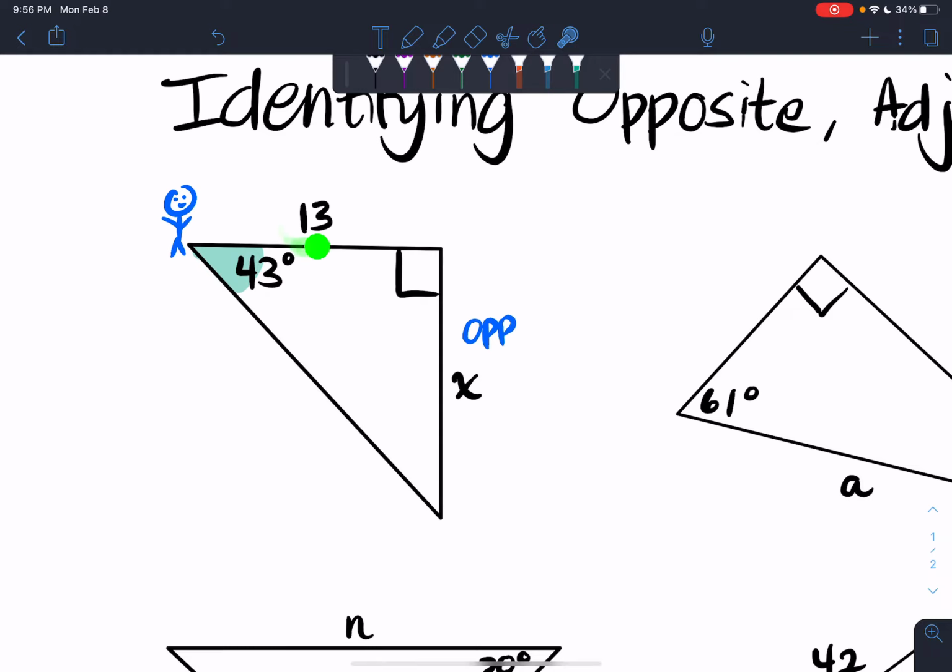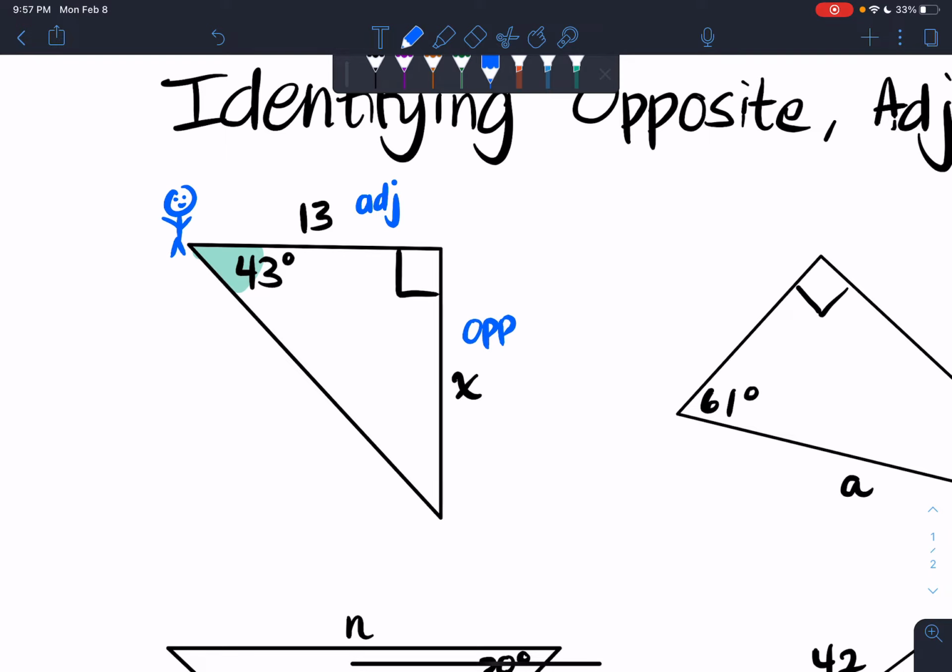And now 13 is right next to us. But is 13 the hypotenuse? No, it's not across from the right angle. It's just right next to us. So we can say that 13 is the adjacent side.